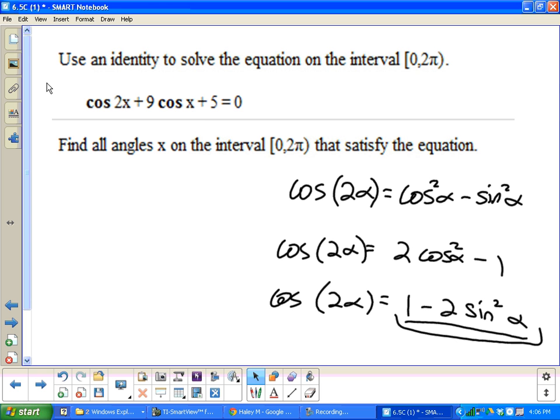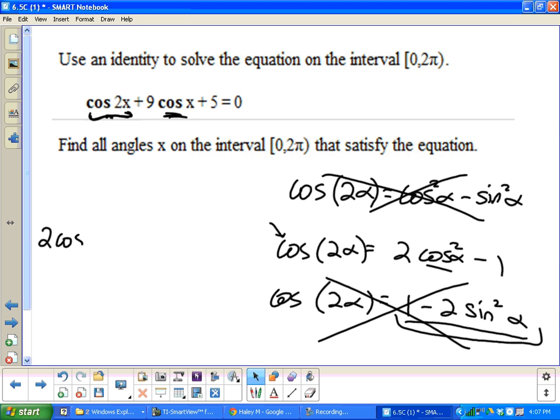So now, what I need here is a double angle, but I don't want one that has sine in it. Okay, so that kind of rules out this idea and rules out this idea. So I'm going to use that one because it has cosine squared in it that'll go with this cosine pretty nicely here. So now let's fill this in. For a cosine of 2x, we're going to use this double angle formula right here. So I'm going to fill in for cosine 2x, 2 cosine squared x minus 1.